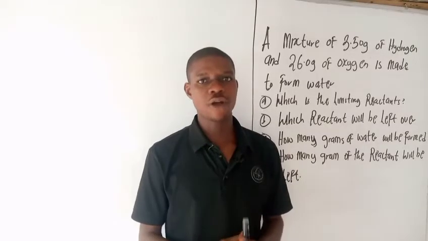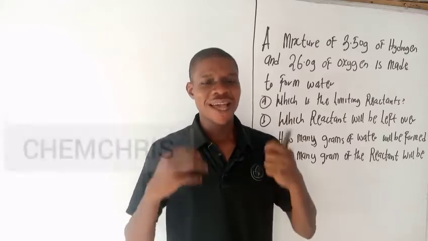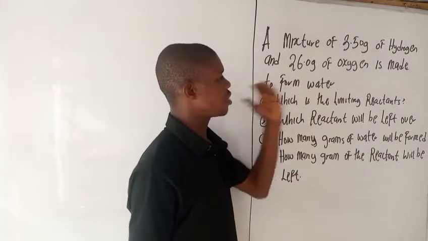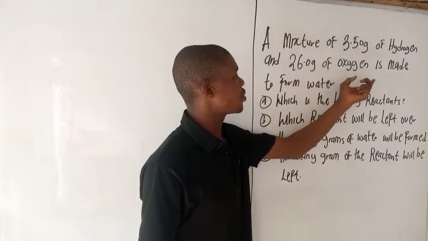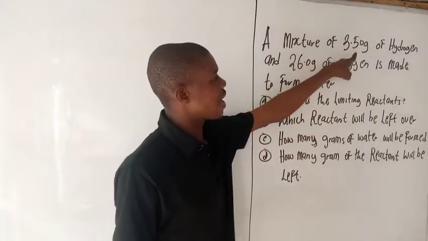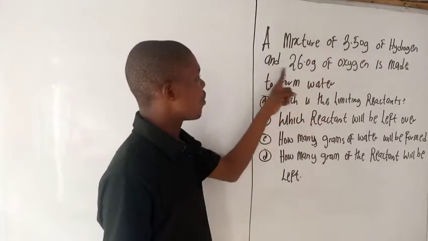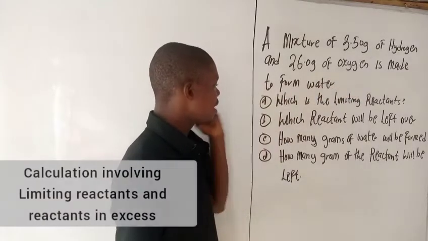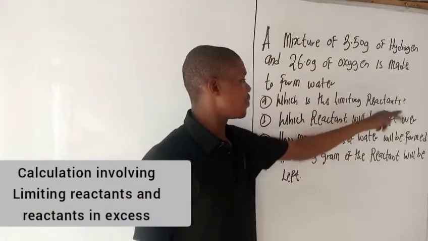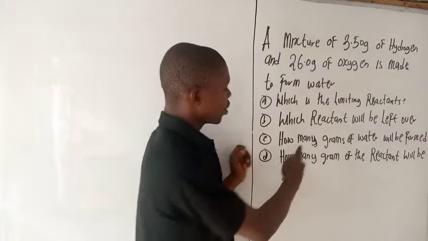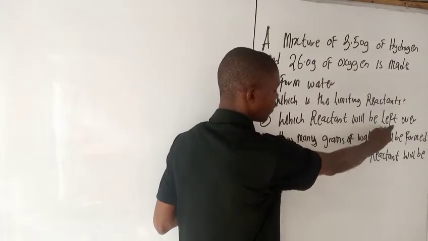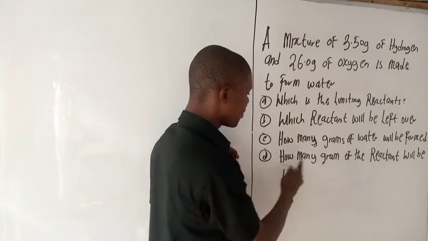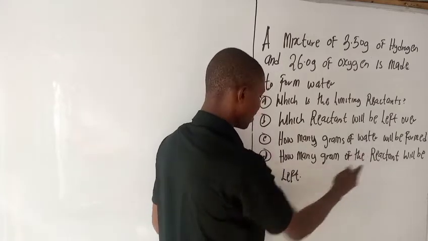In this video, we are going to solve a question about limiting reactant and reactant in excess, like the one displayed on the board here. If you check the question on the board, a mixture of 3.50 gram of hydrogen and 26.0 gram of oxygen is made to form water. A, which is the limiting reactant? B, which reactant will be left over? C, how many gram of water will be formed? D, how many gram of reactant will be left?